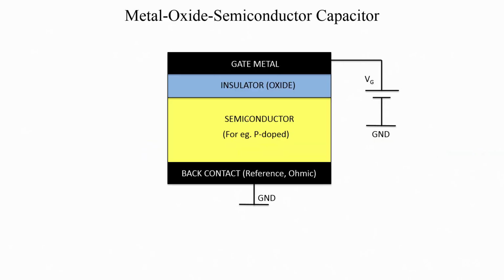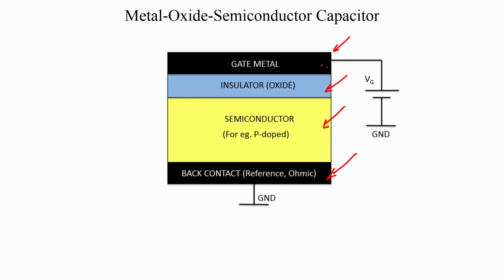The MOS capacitor has a structure as shown here. You have a gate metal, an insulator or an oxide, a semiconductor, and a contact to the semiconductor. This gate metal is the control terminal of your MOSFET when you talk about sending a signal from A to B. We have not yet built the MOSFET here, so this is just the MOS capacitor, just a capacitor circuit.